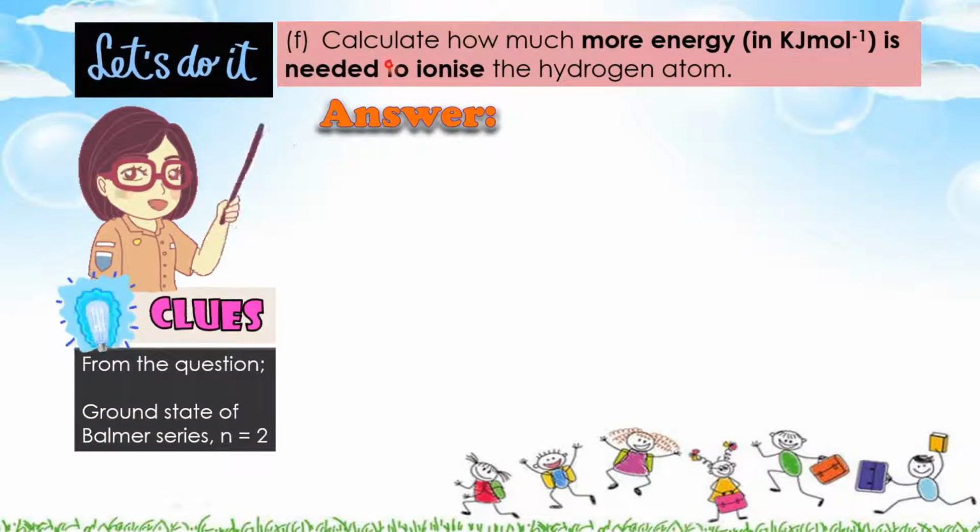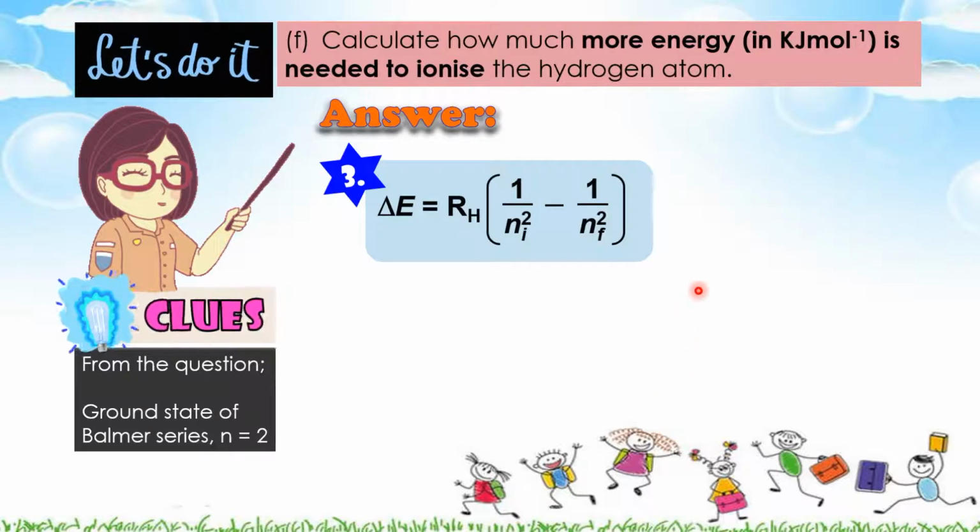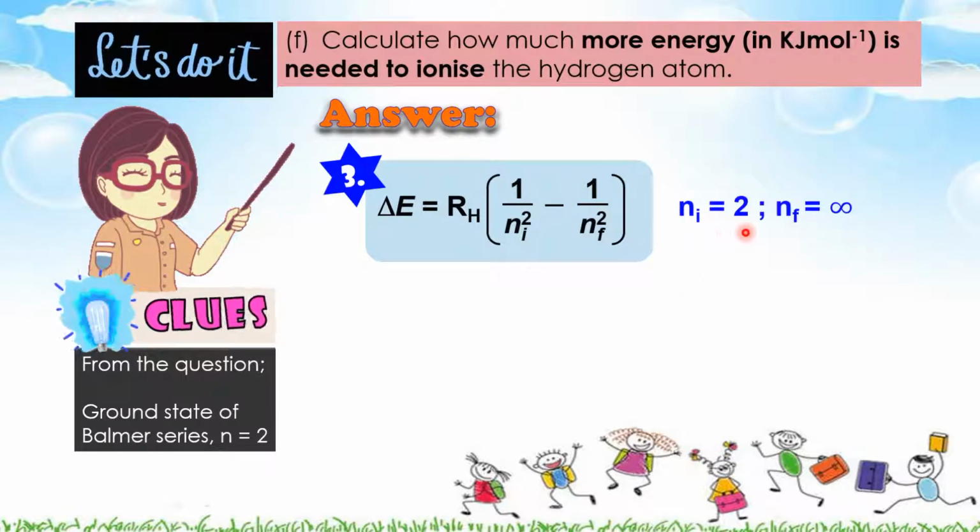For the last question, calculate how much more energy in kilojoule per mole is needed to ionize the hydrogen atom. We already know that the ground state for the Balmer series is n equals 2. So you can use this formula where n initial is equal to 2 and n final is equal to infinity. Why infinity? Because the question asks to ionize the hydrogen atom, meaning the hydrogen becomes an ion and releases an electron. The electron becomes a free electron located at n equal to infinity.